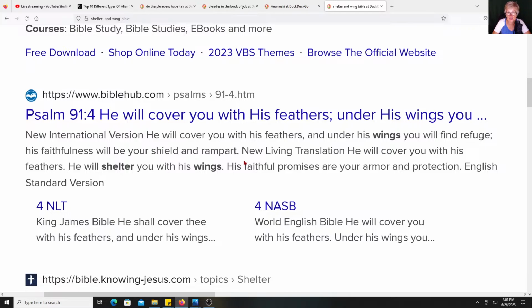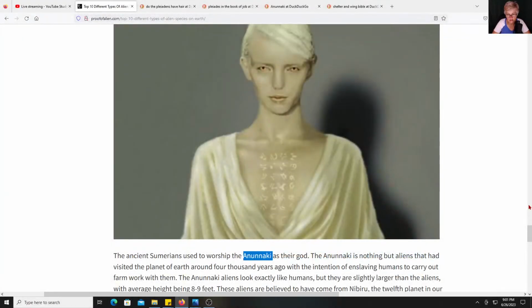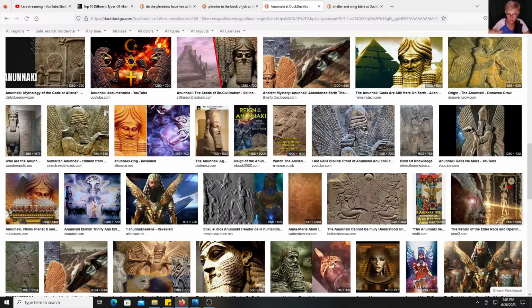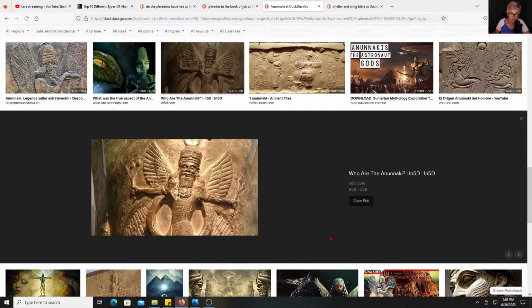His wings. His wings, you all. His feathers and his wings. Isn't that just absolutely beautiful? It is. Well, these don't look like they got any wings right here. But these got wings right here. They got extra sets of wings.